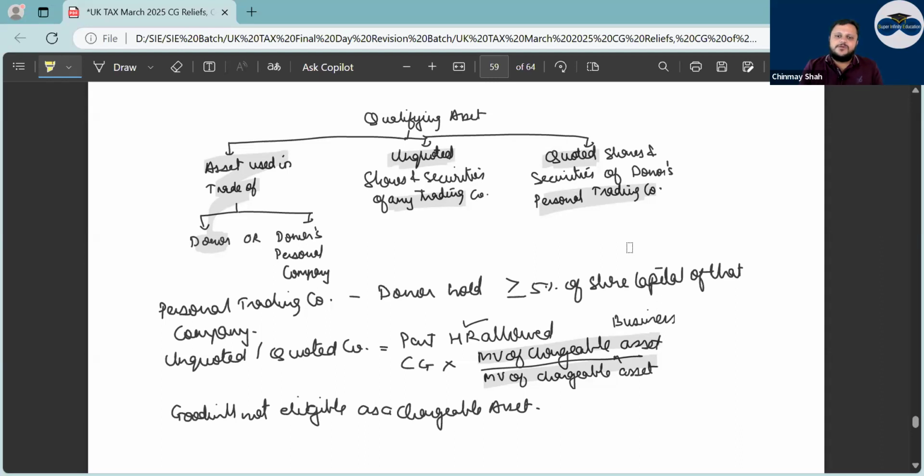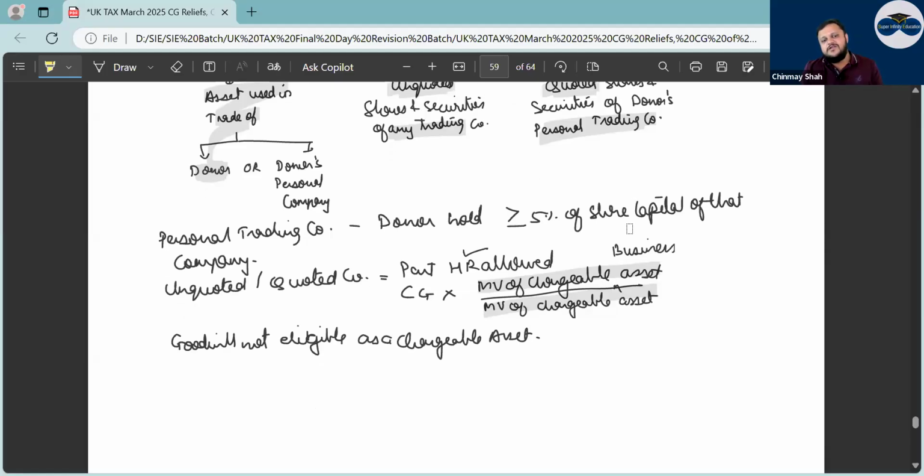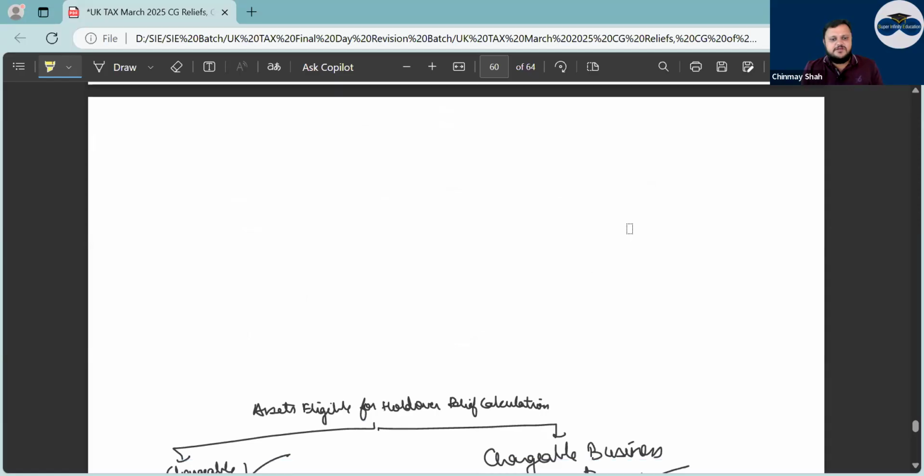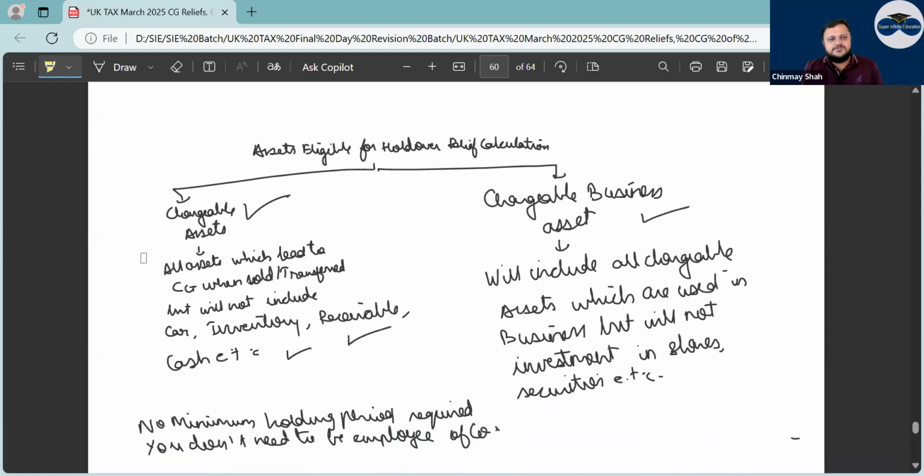The section will say that when you are doing holdover relief, do CG times market value of chargeable business assets divided by market value of chargeable assets. Your goodwill will not be an eligible chargeable asset. So assets eligible for holdover relief are chargeable assets, correct? All assets which lead to CG when sold or transferred, correct? But it does not include car, inventory, receivables, cash, etc. Chargeable business assets where CG is there, correct? But tell me, they are not business assets. Investment is not a business asset, right? So it will not be included.